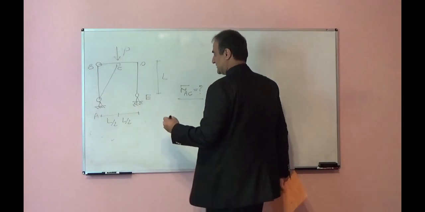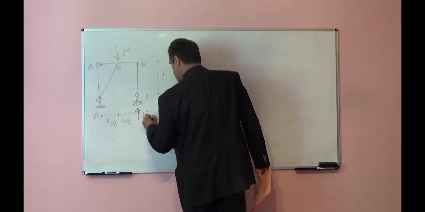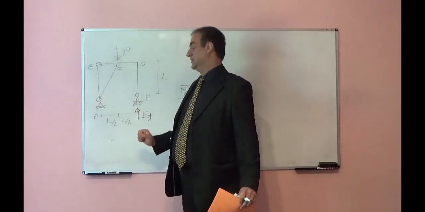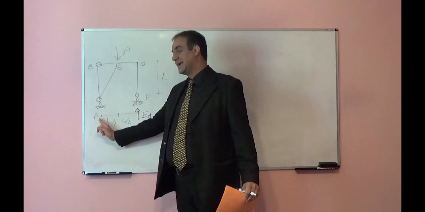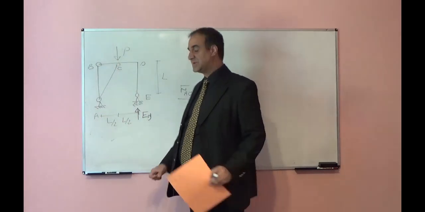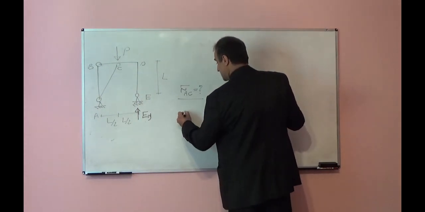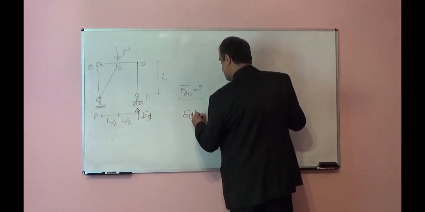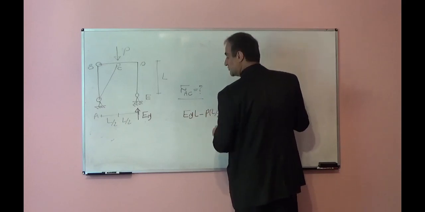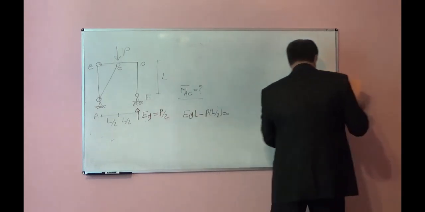In order to find the reaction, for example EY, how much is EY? I can take moment with respect to point A. Summation of moment with respect to A: EY times L minus P times L over 2 is equal to 0. From here you can find EY is equal to P over 2.